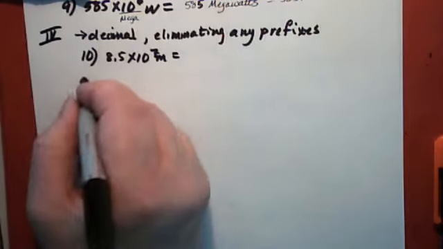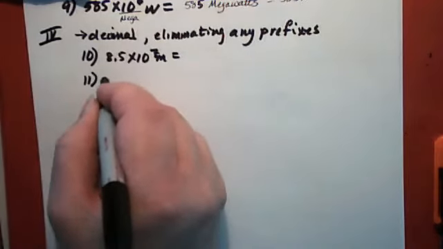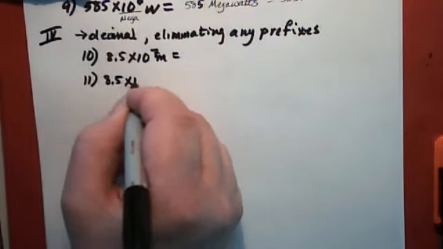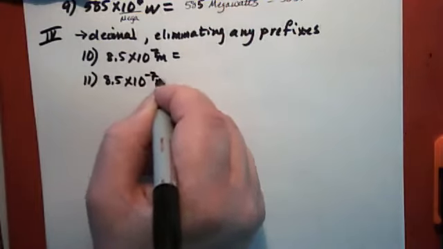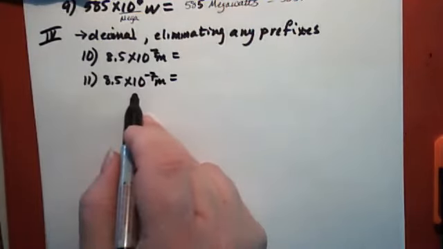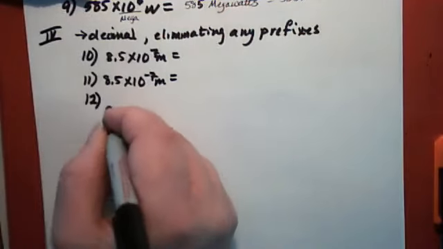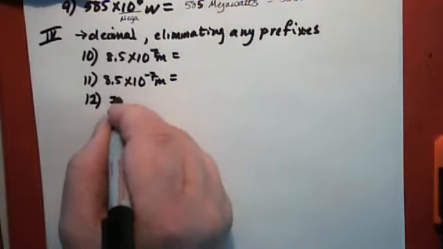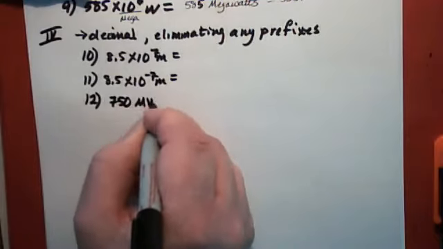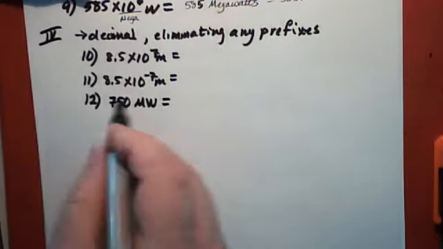8.5 times 10 to the 7th meters. 8.5 times 10 to the minus 7 meters. And then we have 750 megawatts.